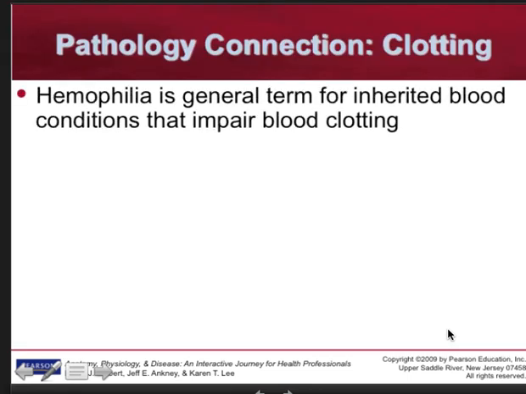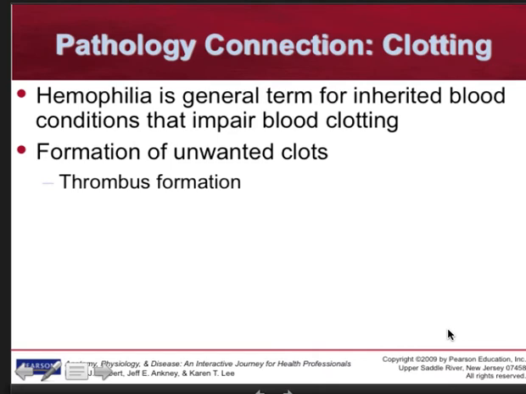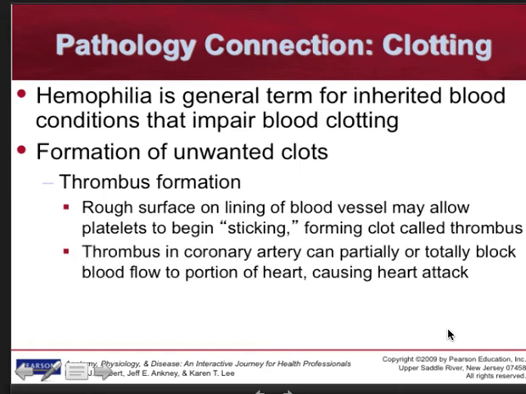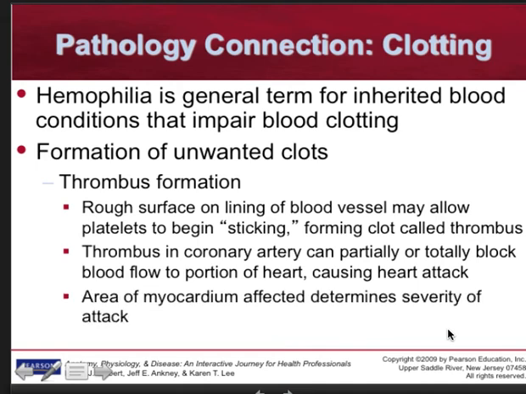So this is an inherited disease. You can also have formation of unwanted clots, and this is thrombus formation, where a rough surface on the blood vessel can cause spontaneous clotting to begin because the platelets will snag. In a coronary artery, it can partially or totally block blood flow to the heart. This can produce a heart attack or an MI. The area of the myocardium affected determines the severity of the attack.